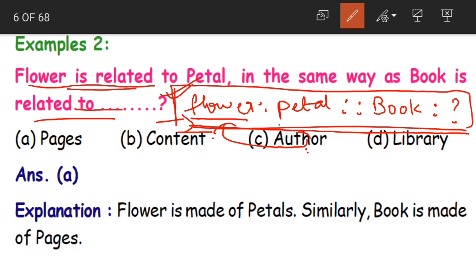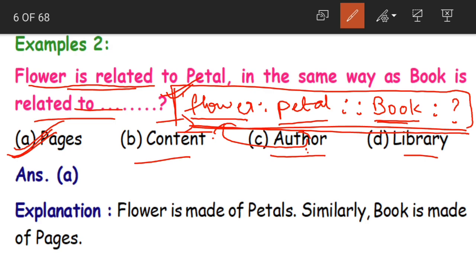A flower is made of petals. In the same way, what is book made of? Is book made of pages, content, author or library? Book is made of pages.